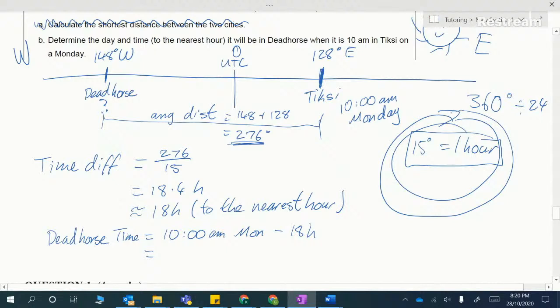All right, have a go at that. All right, so the answer to that is therefore 4 p.m. on Sunday. How did we go?